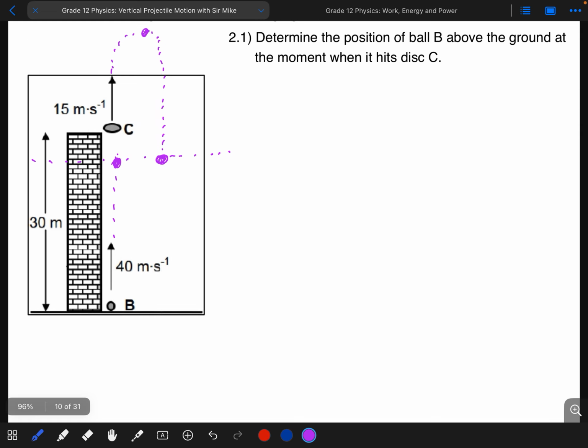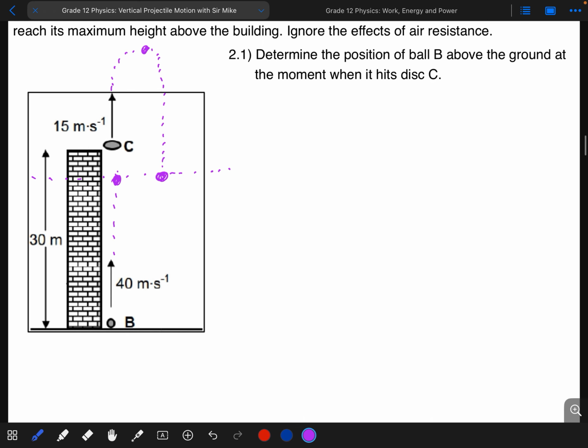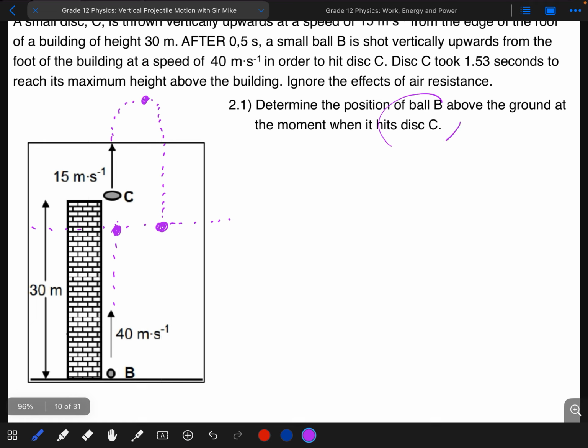But what we must simply do is assume that they passed each other below the building. So if they did not, your answer for x there would show it. So what I'm simply going to do is let the height above the ground be x.